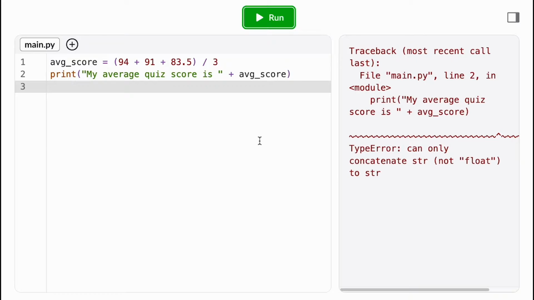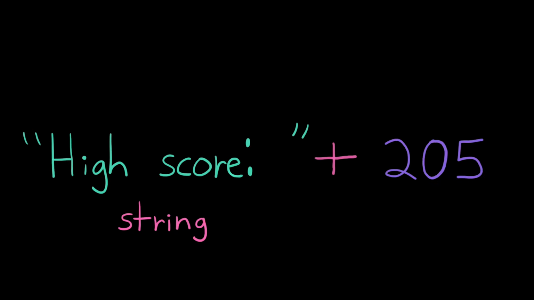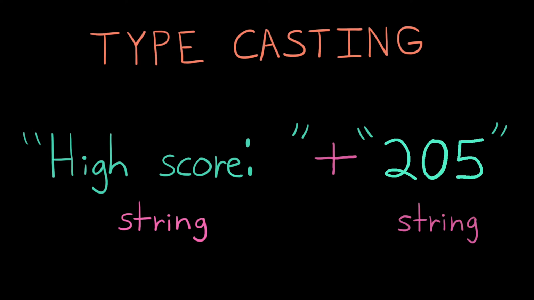Okay, so we know why we're getting that error, but what can we do about it? We, as the programmers, need to help the computer out here. The computer is very stubborn about its data types matching, and we can't change that. But we can change our values to be different data types. This is called typecasting, where we convert or cast a value from one data type to another data type.